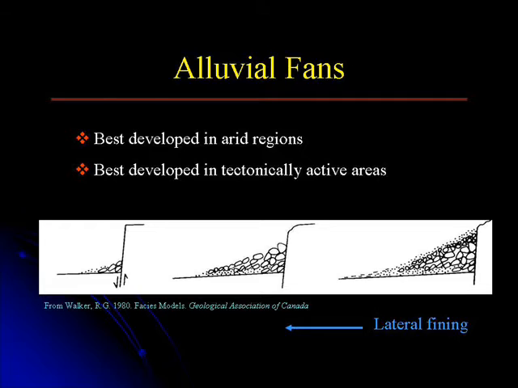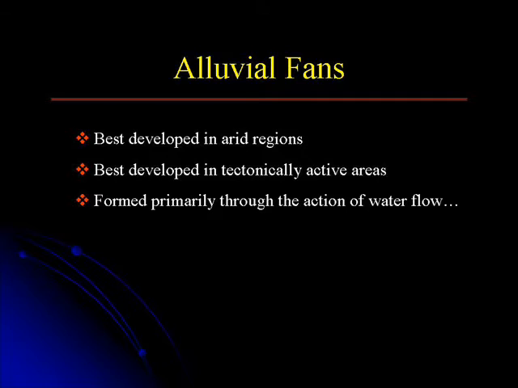Also notice there's a lateral fining, which you can see very nicely in this diagram, and that makes sense too, because as you move from here to there, the gradient is reducing. The lower the gradient, the slower the currents flowing over top of it, the finer the grain material becomes, okay? And again, this is a key point. Alluvial fans, although they are formed in arid regions, are still formed primarily through flowing water.